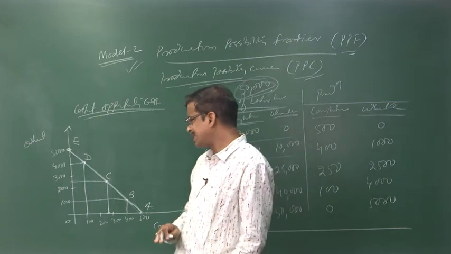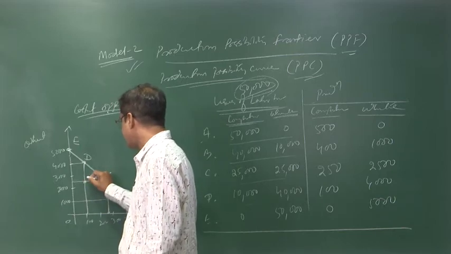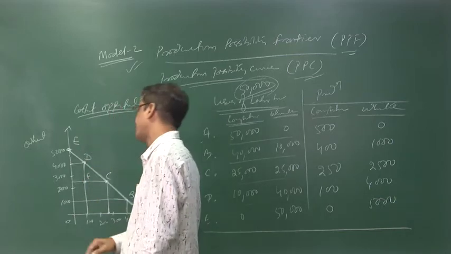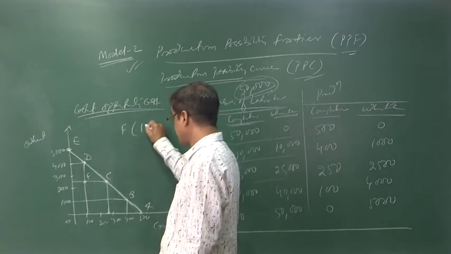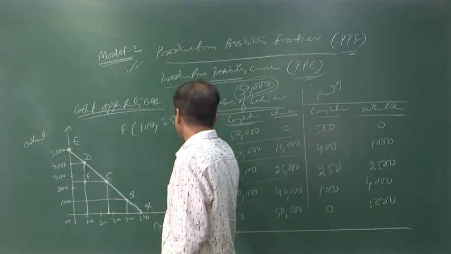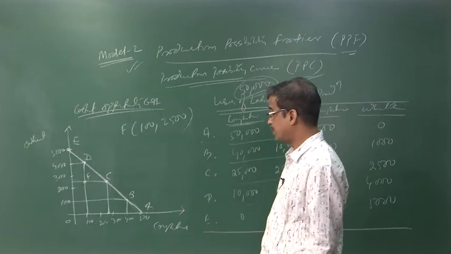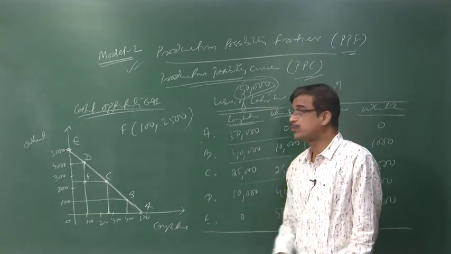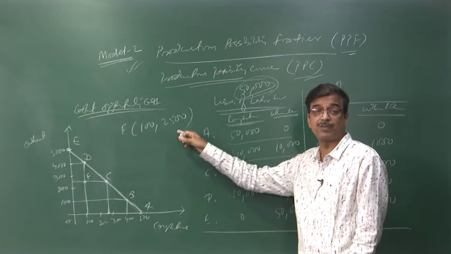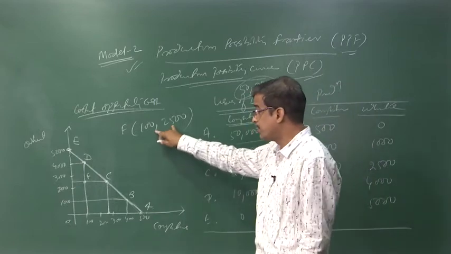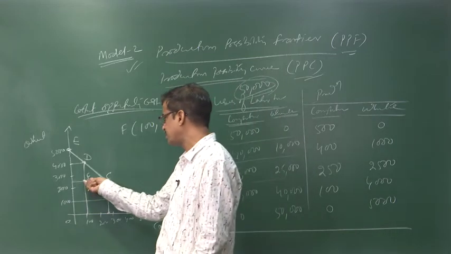But if you take any point inside it, let us say this is point F. This particular point F is nothing but 100 and 2500. So 100 units of computers are going to be manufactured and 2500 tons of wheat are going to be manufactured. By doing that, you are underutilizing the resources. How does it turn out to be underutilization of resources? Let us study it.